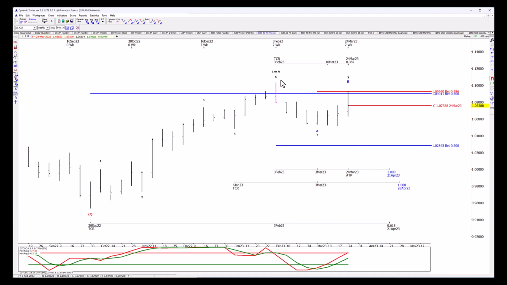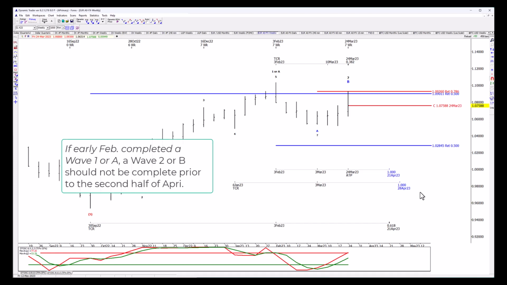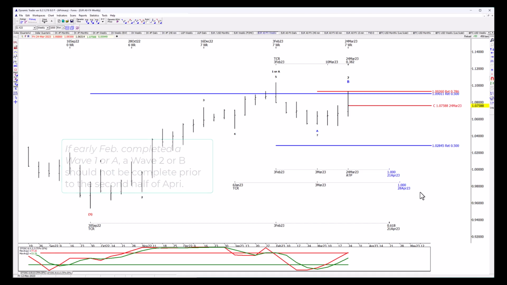Is that if this is the end of a wave 1 or A in Elliott wave terms, and we're looking to identify the completion of an A, B, C wave 2 or B, it should be complete by the second half of April. So second half in April is about 3 weeks away. So if, again, making a wave 2 or B correction, should have at least 3 weeks before it's complete.